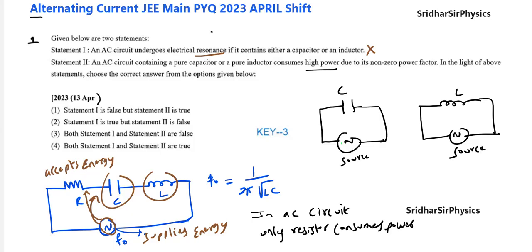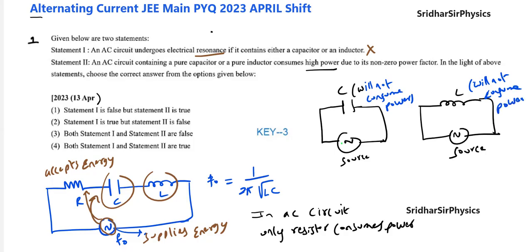What about the capacitor? The capacitor will accept energy and return it back. The inductor also will accept energy and return it back. It will not consume power. Capacitor will not consume power. Inductor will not consume power.